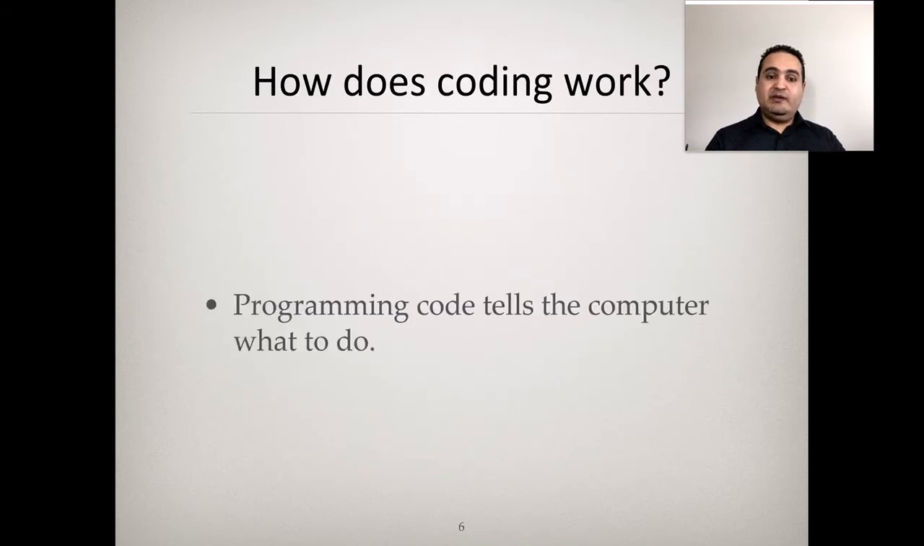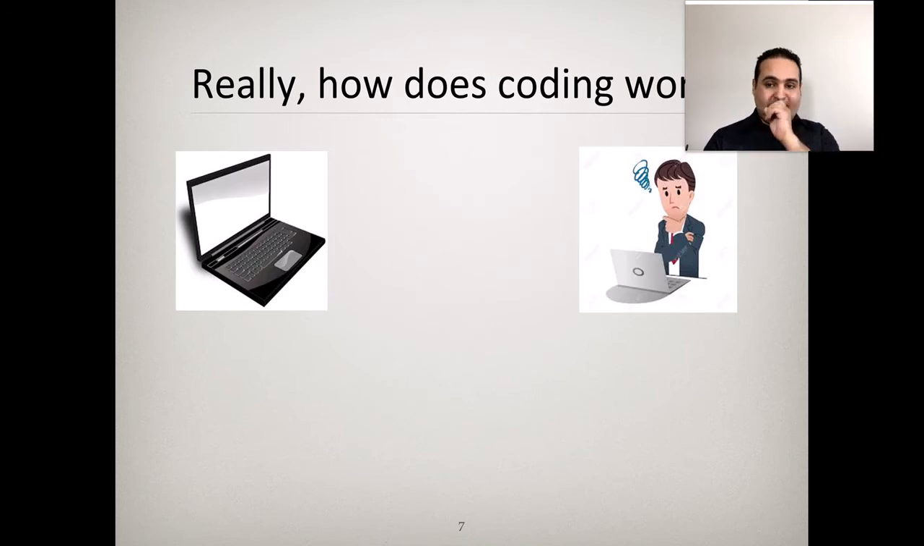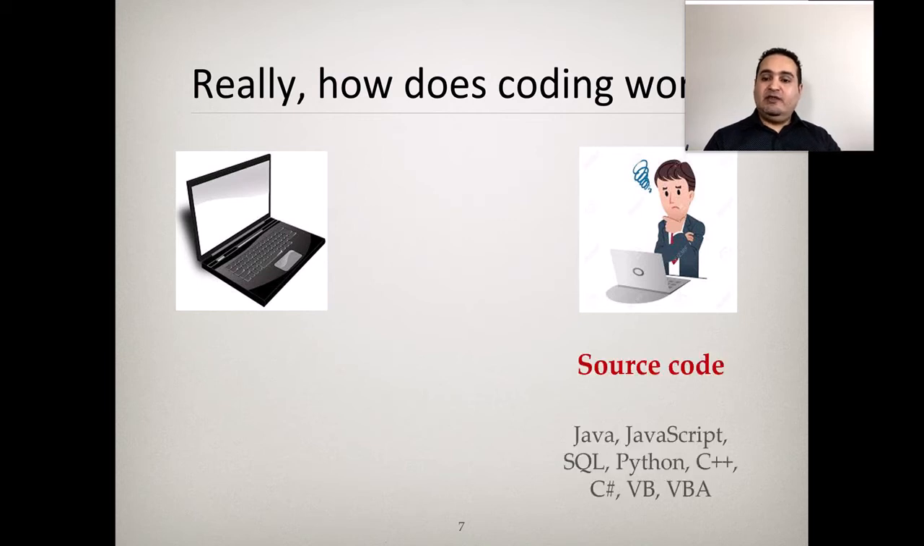So how does programming work? Again, we write a code or programming code that tells the computer what to do. When we write a program or a code, we need to write it in a source code, and this source code can be in any of the following programming languages: Java, JavaScript, SQL, Python, C++, C#, Visual Basic, or Visual Basic for Applications, the one that we will be using for this module.